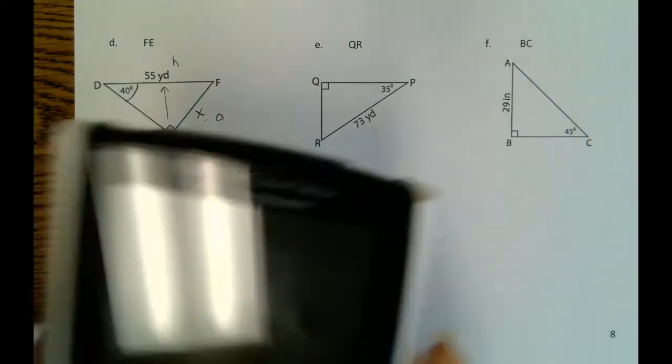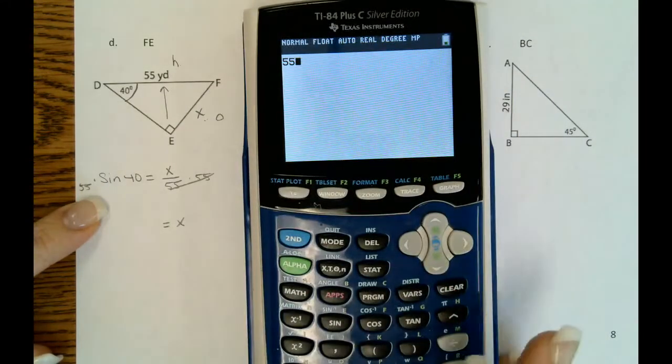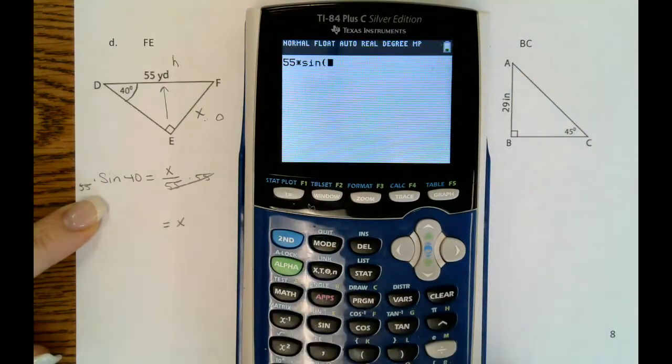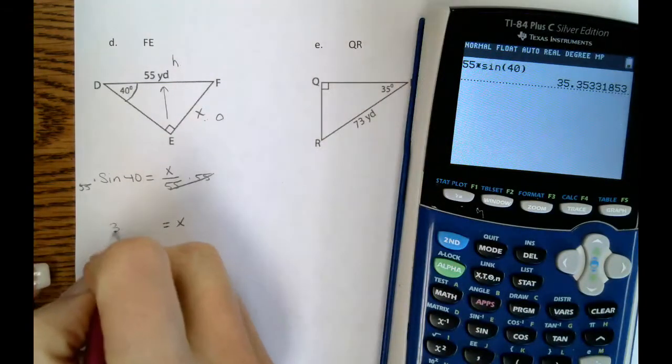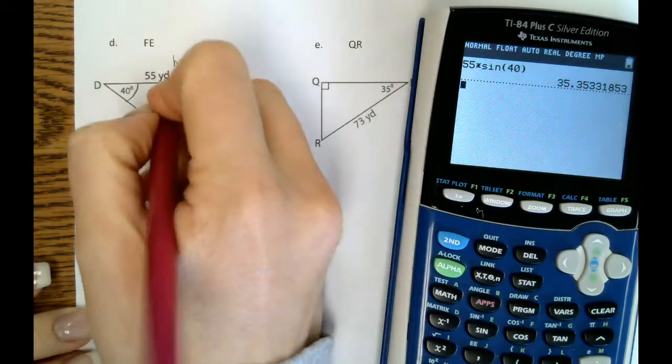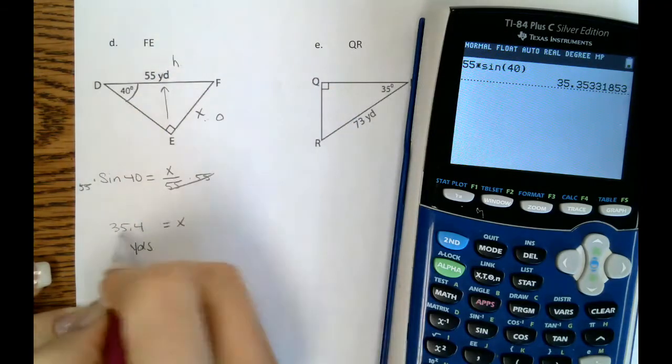And then in my calculator, I'm going to do this side. So I'm going to do 55 times the sine of 40, and that gives me 35, we'll say 0.4. And this is measured in yards.